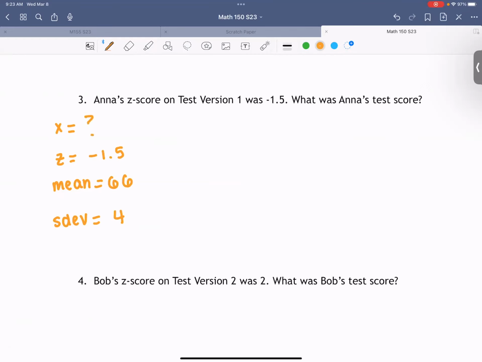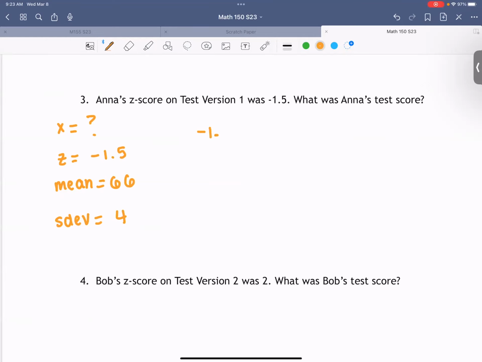Taking my formula, all I have to do is plug in all the values. We have negative 1.5 equals x minus the mean, over the standard deviation. This time I have to figure out what x is. We have subtraction by 66 and division by 4. Which one should I undo first, the division or the subtraction? The division, right? You would do the subtraction first if x was a number, so the division is the thing you have to undo first. So let's undo dividing by multiplying by 4.